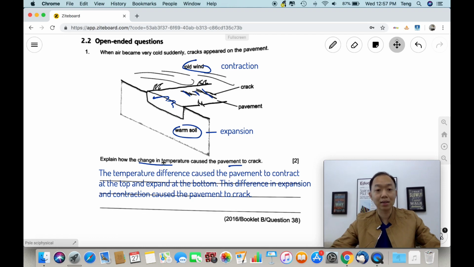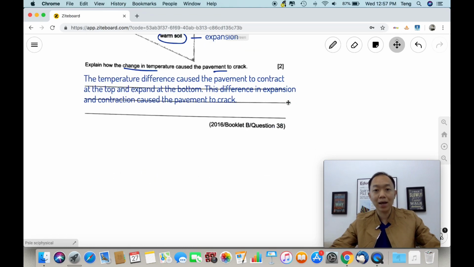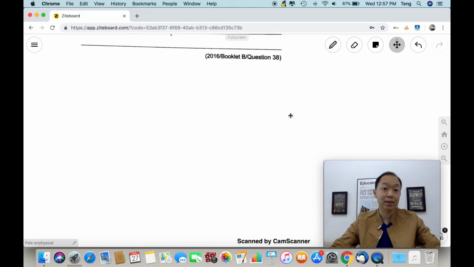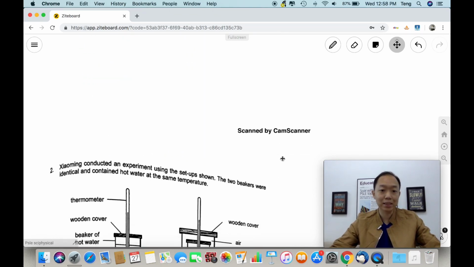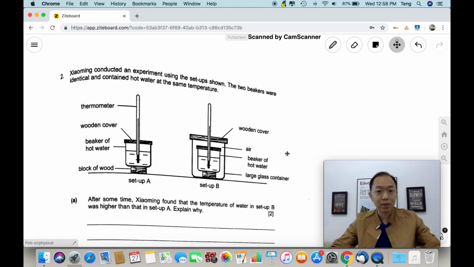What's in between is that the change in temperature caused the contract at the top, expand at the bottom, and therefore this difference caused the pavement to crack. That's it. So the end part is the pavement to crack. So you gotta talk about why the pavement cracked at the end. So 2016, Booklet B. Let's take a look at the next one.